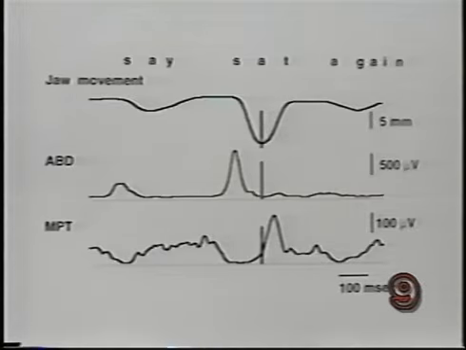This figure shows average signals of say SAT again. 10 tokens are aligned at the peak jaw displacement of SAT, which is marked by the vertical lines. It displays the general information of ABD and MPT activities of this subject.